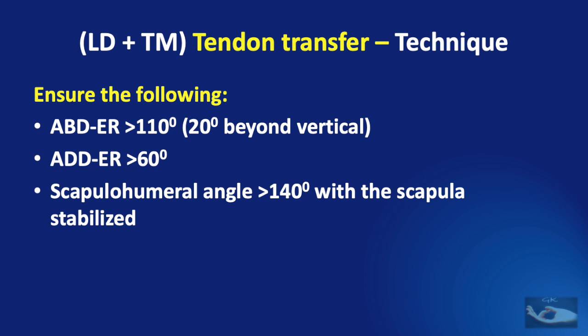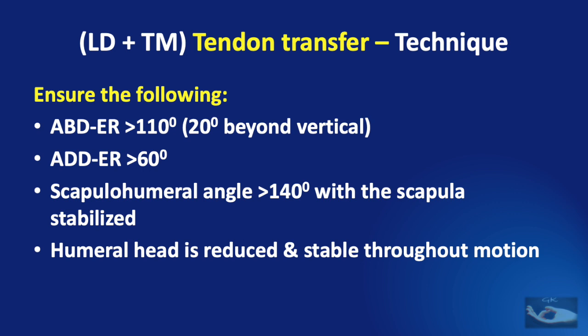If it is not so, we need to consider musculotendinous lengthening of the triceps. We must also ensure that the humeral head is reduced and stable throughout the arc of motion. If not, we need to evaluate for potential causes like untreated contractures and treat it accordingly.